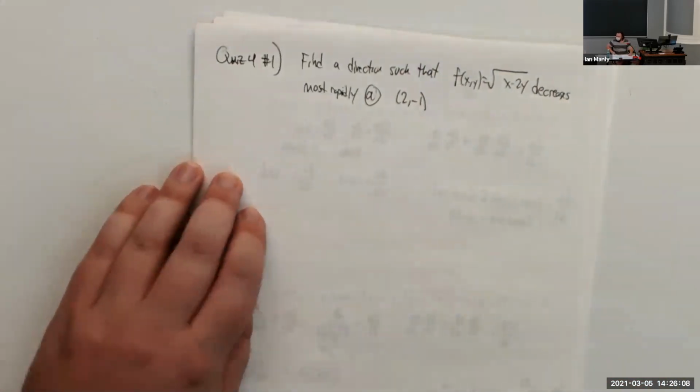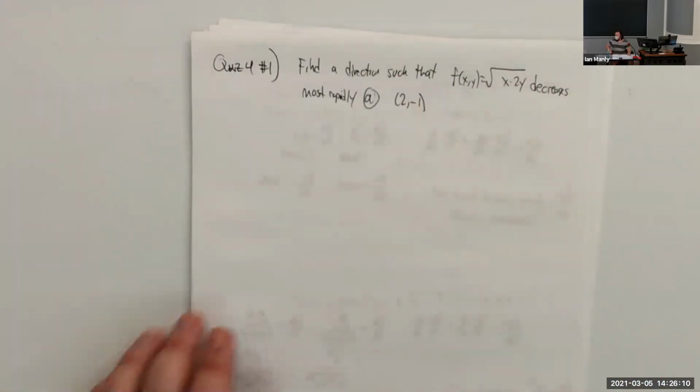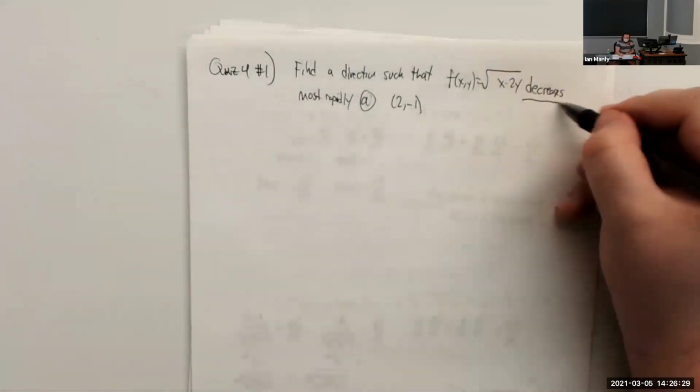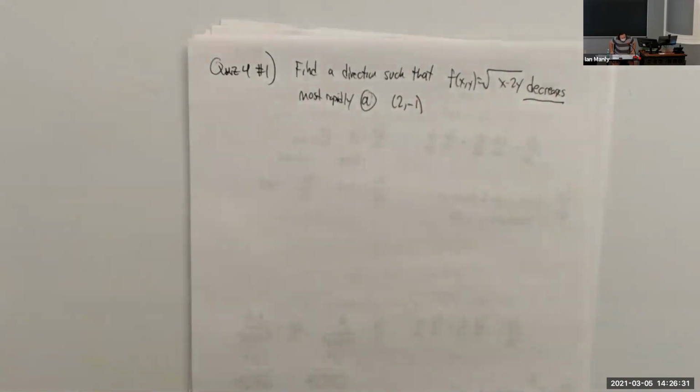All right. So we want to find the direction of greatest decrease. Can anyone tell me in words what I'm looking for? That's right. We're looking for the negative of the gradient. So the direction which will decrease the most rapidly will be the negative of the gradient. So that's what we're going to look for here.